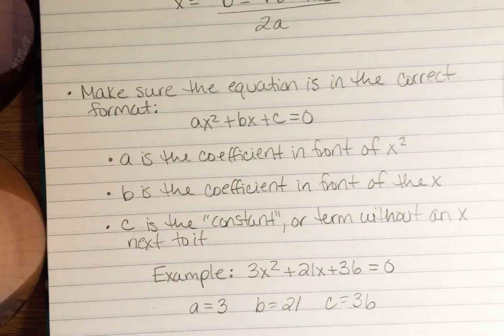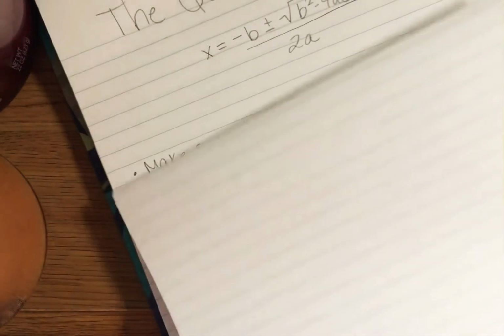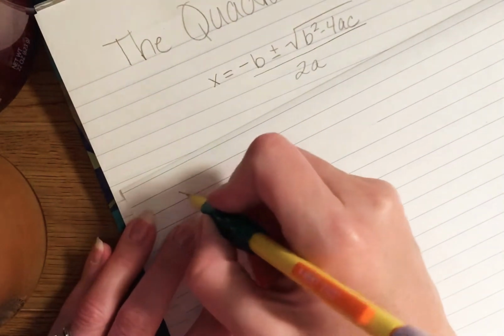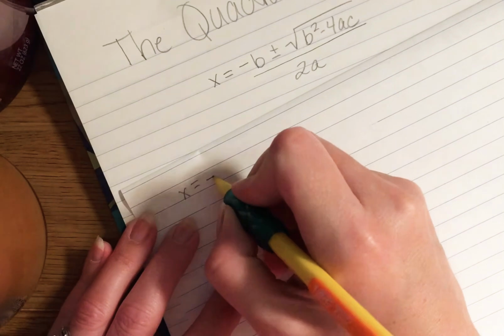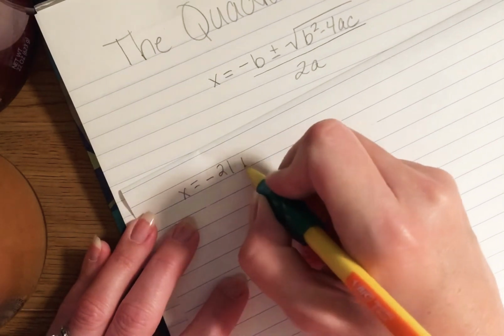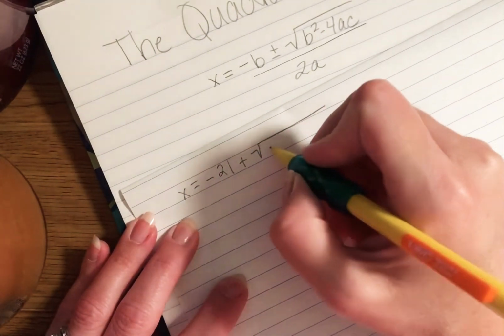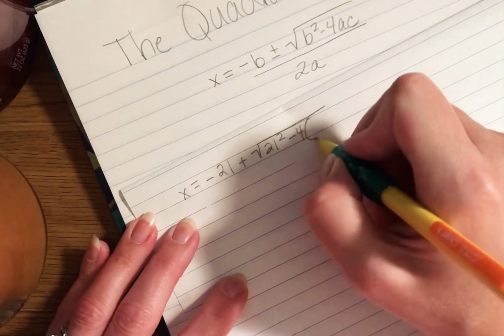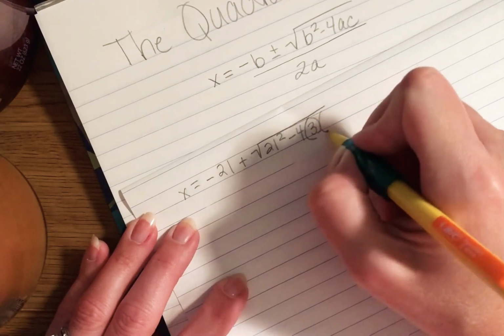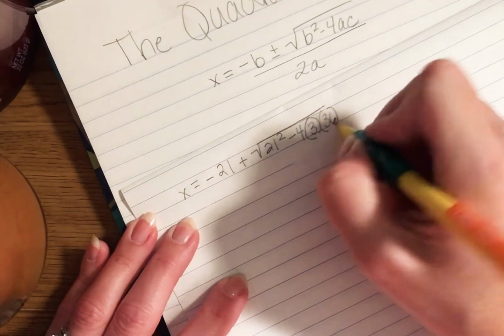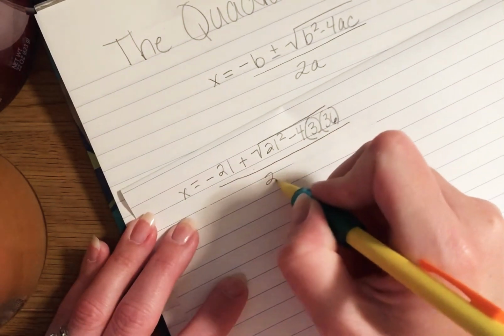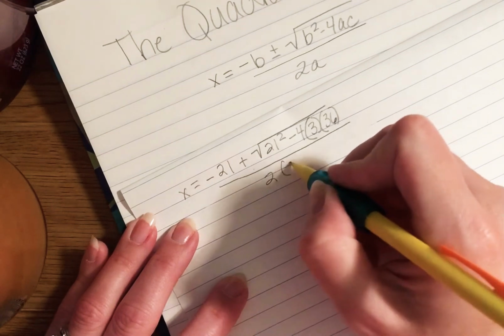So now that we have that, let's go ahead and start plugging that into the formula. I'm going to rewrite right underneath our formula here. So x equals negative b. What was b? It was 21. And we'll start out with addition, so plus the square root of b squared. Again, b was 21, so 21 squared minus 4 times a, which was 3, times c, which was 36. Okay, and that was all over 2 times a, and a again was 3.